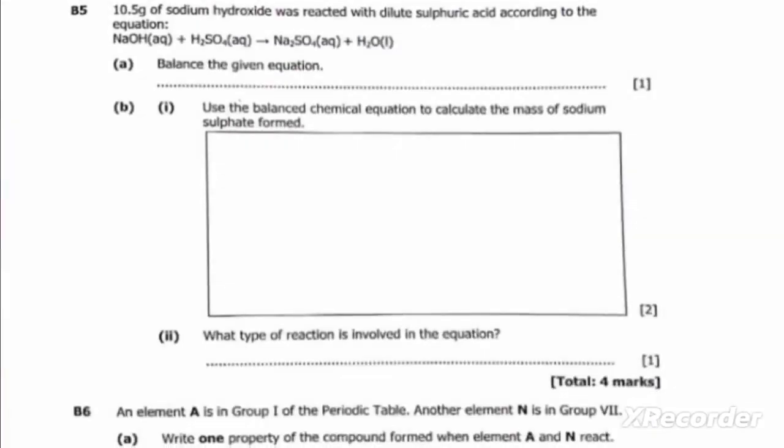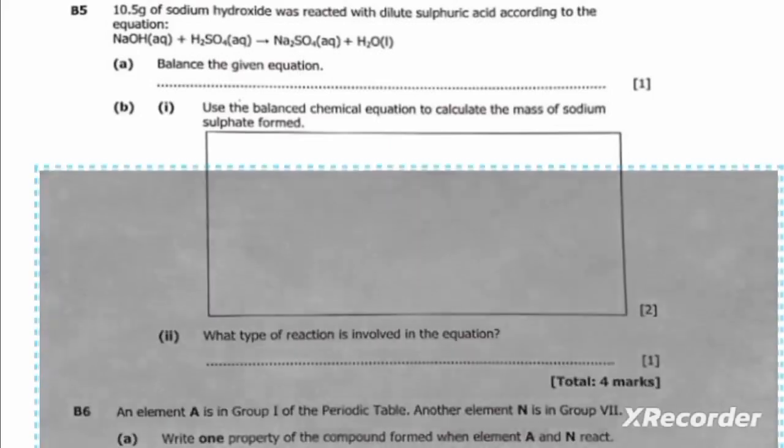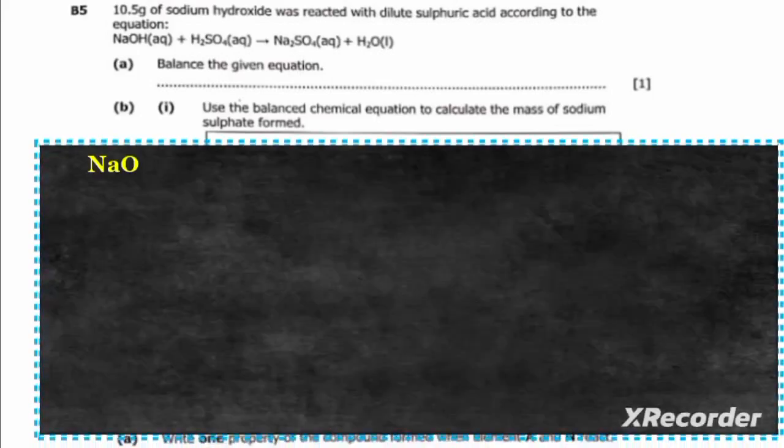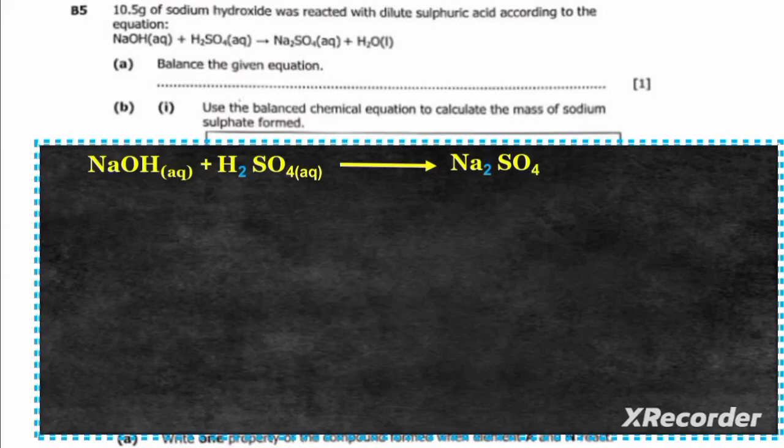We move to the next question, which is B, Roman numeral 1. Use the balanced chemical equation to calculate the mass of sodium sulfate formed. So this is what we are going to do to calculate the mass of sodium sulfate. This is a balanced chemical equation.